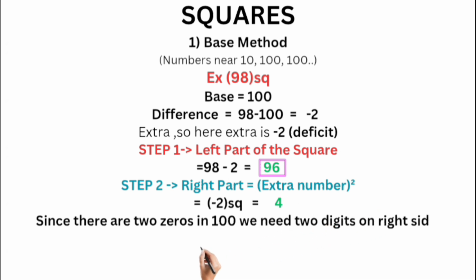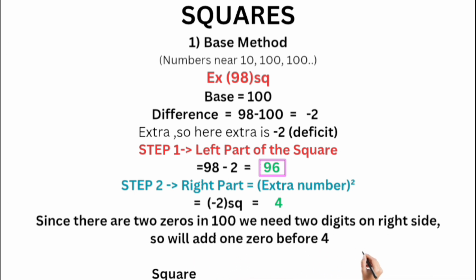Now let's move to step 1. Step 1 is to find the left part of the square, which will be the addition or the sum of the actual number and the extra. So the actual number 98 plus, and since the extra is minus 2, so plus minus 2 will be minus, 98 minus 2, which will be 96, because plus and minus becomes minus. Now step 2 is to find the right part of the square, which will be the square of the extra number, and the square of the extra number will be minus 2 square, which will be 4.